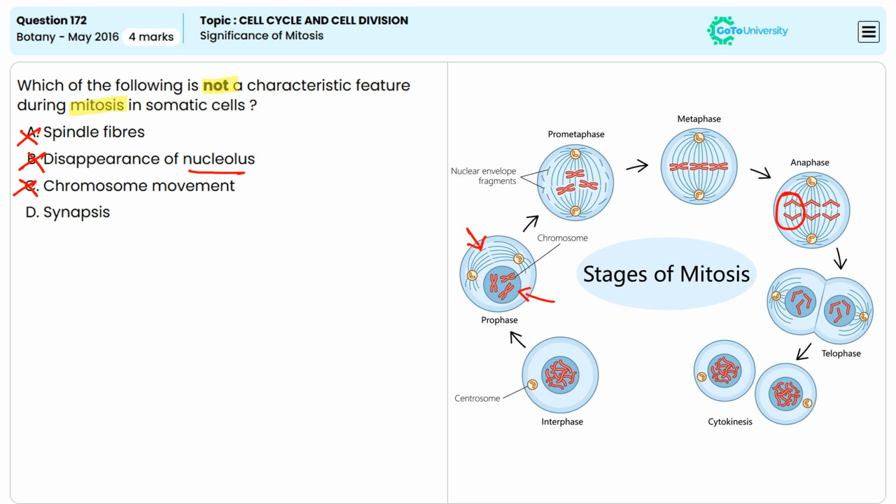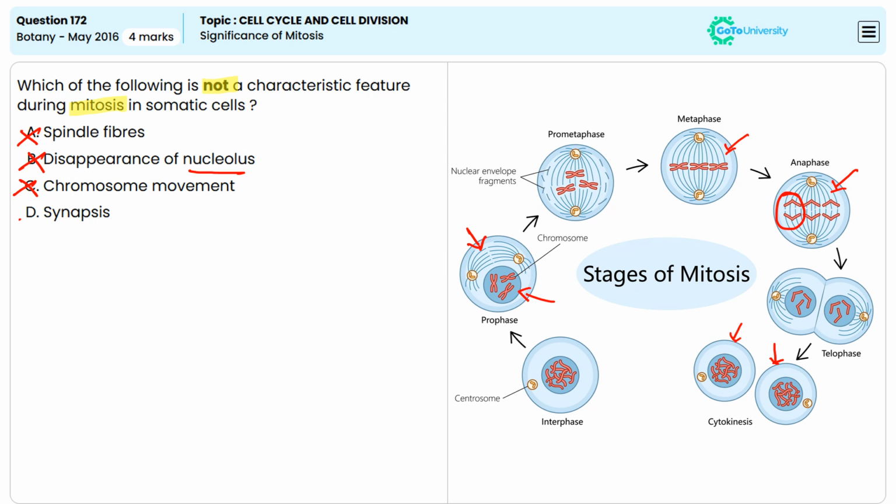Now, chromosome movement. So chromosomes align and they get separated during the anaphase and move towards the opposite poles during mitosis, ensuring proper distribution of the genetic material to the daughter cells. So that means options A, B, and C are incorrect answers.